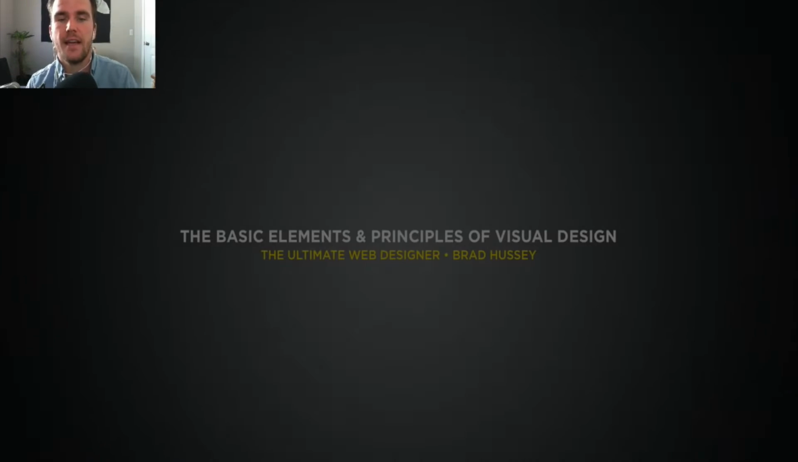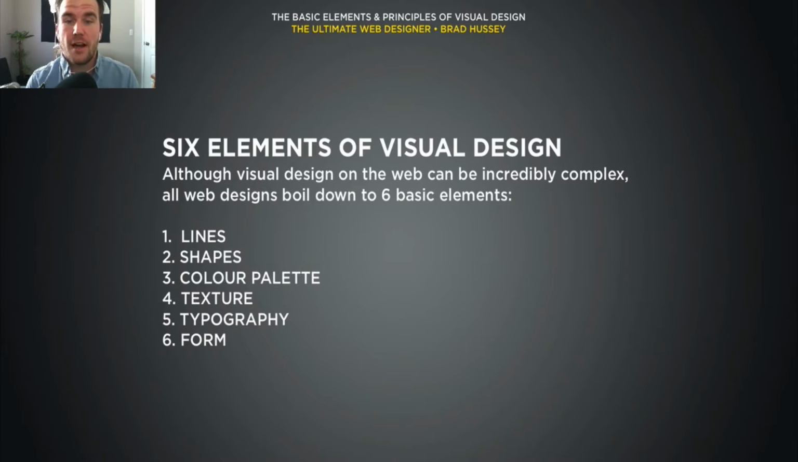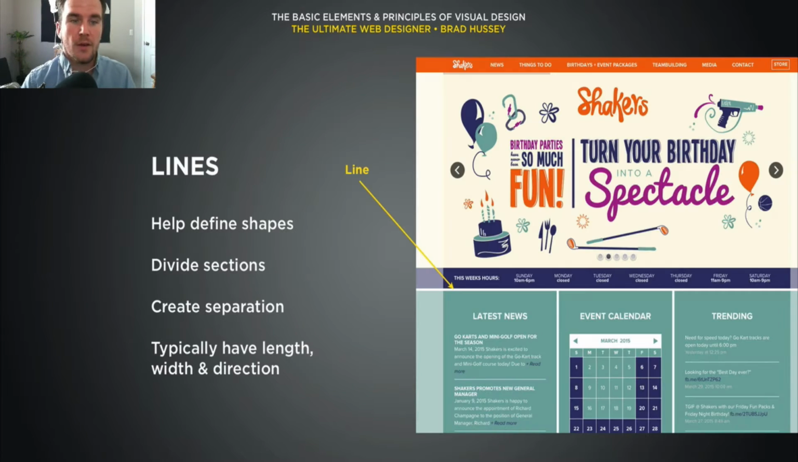Alright, here we are with the basic elements and principles of visual design. Although visual design on the web can be incredibly complex, all web designs boil down to 6 basic elements: lines, shapes, color palette, texture, typography, and form.